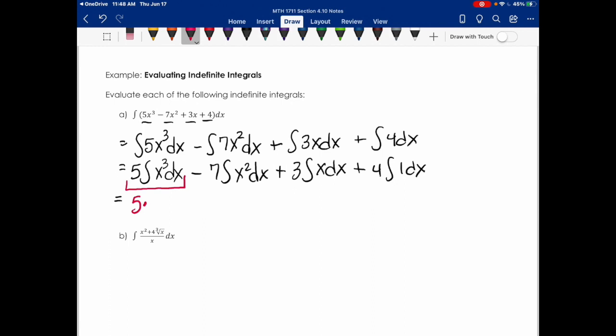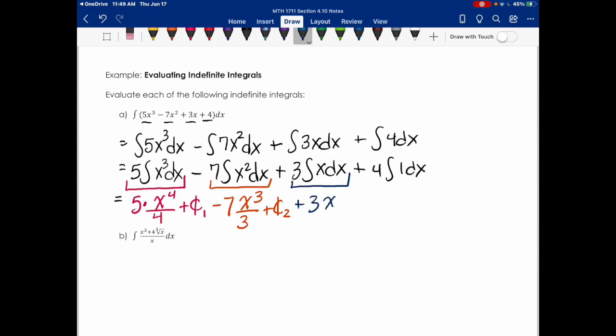When I work on the antiderivative for this first one, I get 5 times, and then I take the antiderivative of x to the third. So the antiderivative of x to the third would be if I increase my exponent by 1 and divide by that exponent. And then I add c. I'll call it c1 because we're going to have multiple c's here. When I look at this next integral, I have minus 7, and then I take the antiderivative of x squared. So that's going to be x to the third over 3. And then plus, I'll call this c2.